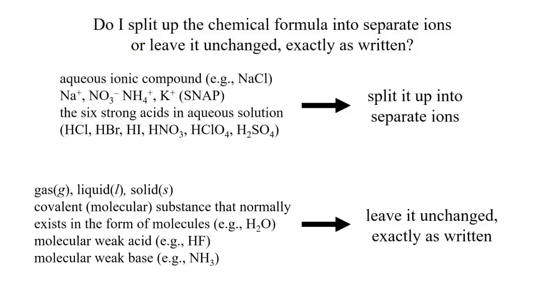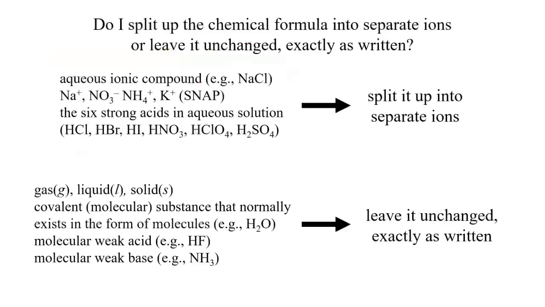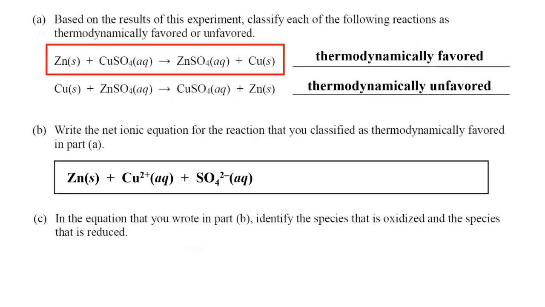Now, when you are given a chemical equation and you have to write the net ionic equation, a question that you often have to ask is, do I split up the chemical formula into separate ions or leave it unchanged exactly as written? So we have both copper sulfate, CuSO4, and zinc sulfate, ZnSO4. Since these represent aqueous ionic compounds, then we will split them up into separate ions. And the charge on copper happens to be 2+. This is copper 2 sulfate, so the Roman numeral 2 means the charge on copper is +2. And the charge on the polyatomic ion sulfate, SO4, happens to be -2.